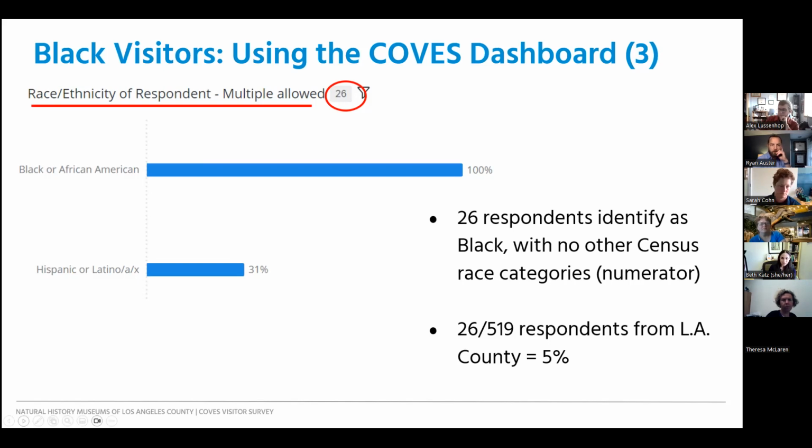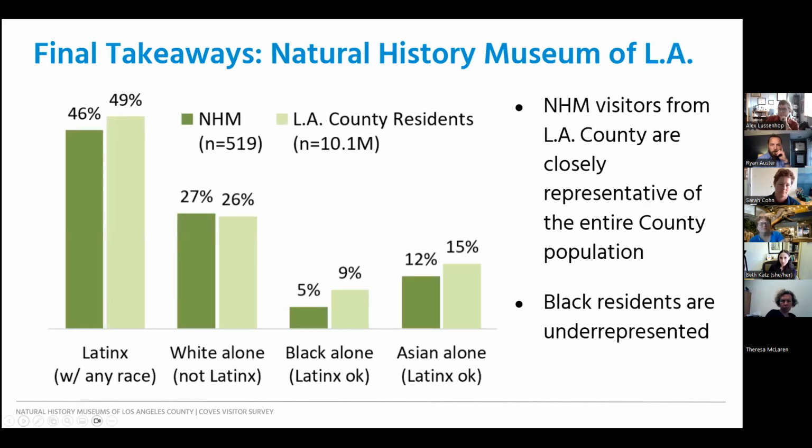So if we keep going, in the end, this is one I commonly send up the food chain to show how representative our visitors are of LA County. So the dark green, that's our museum. The light green, that's the 10 million people who live in Los Angeles County, and how we compare.